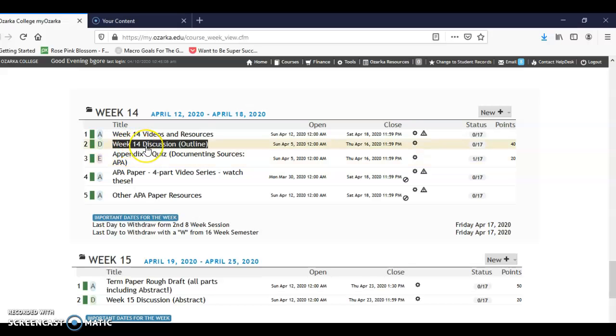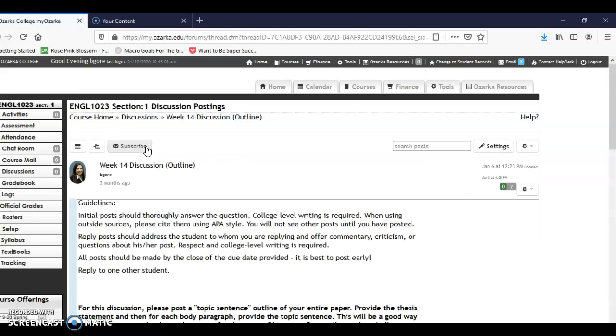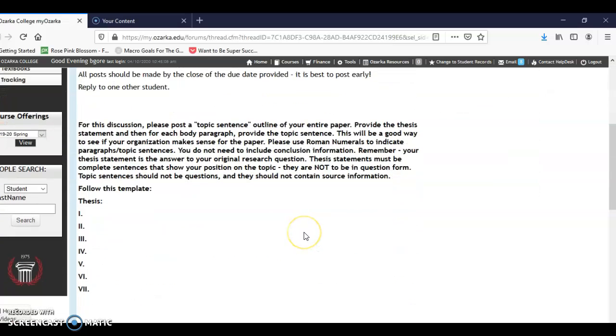You also have your discussion, which asks for a topic sentence outline. Be sure that all of the sentences in your topic sentence outline are actually sentences, and don't give me more than one sentence. I don't want a paragraph yet. We're looking at organization here, and I should be able to see your organization by your topic sentences.